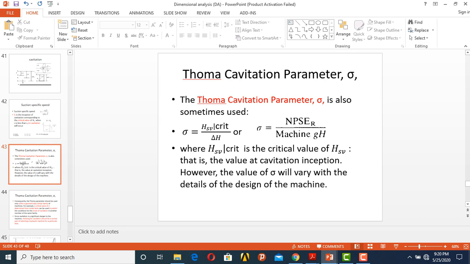It will be easier now for us to find the net positive suction energy or suction head required. Thereafter we can know the threshold or critical suction head which we need to have, based on this relationship. Hence the Thoma suction cavitation parameter is important in the analysis of cavitation.